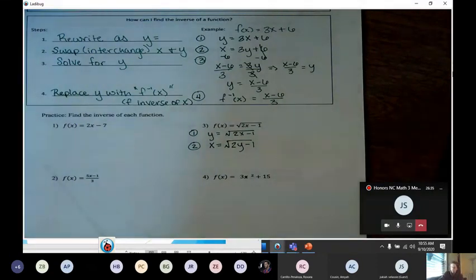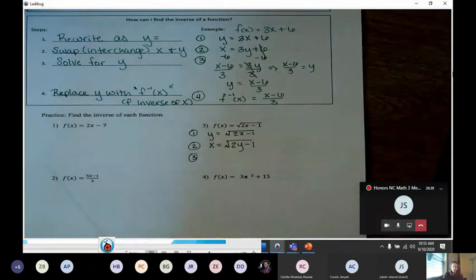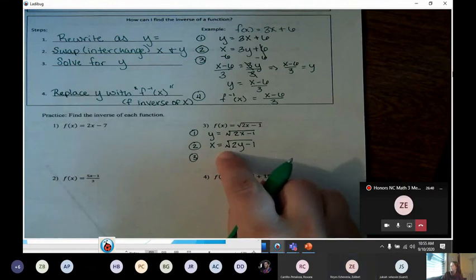All right, step 3 is to solve. So we need to isolate y. So Zulabet, will you help me out with this? Yeah. All right, so how do we get rid of a square root? What's the opposite of square rooting?